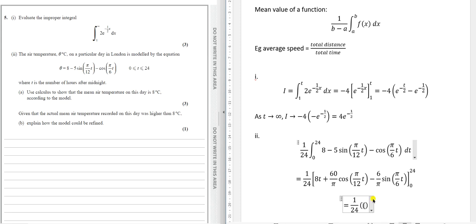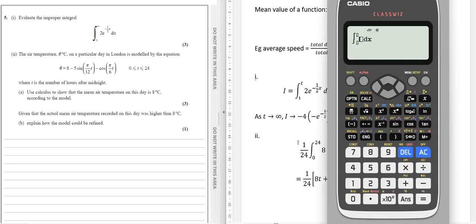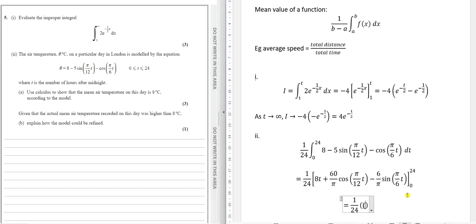So for starters, we should have 8 times 24, which I'm going to double check to make sure I don't make any silly mistakes on. 8 24s should be the same as 16 12s, so 192 plus 60 over pi, and cos of, well, this will be quite nice, 24 times pi by 12 is just 2 pi. Cos of 2 pi is 1.